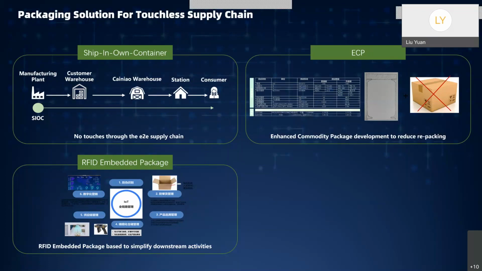And the third part is the RFID embedded package. With it, we can realize supply chain control and largely enhance the productivity in the downstream supply chain.